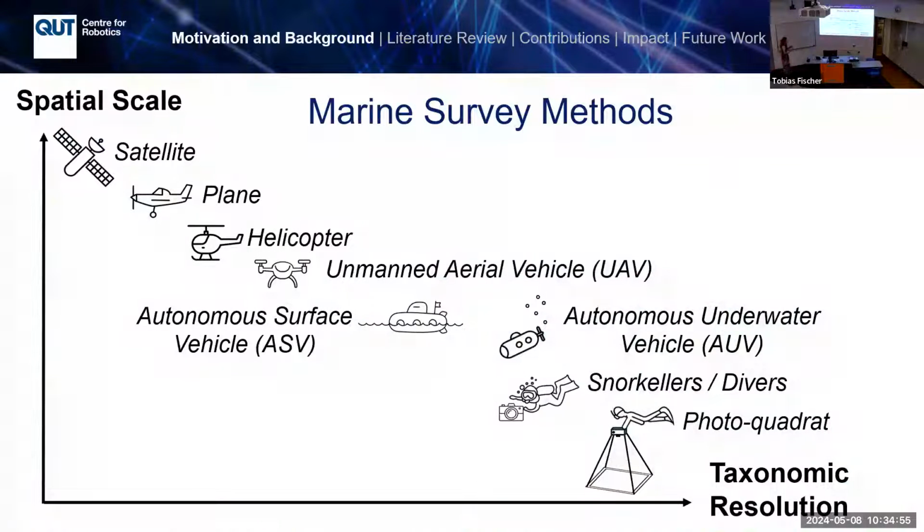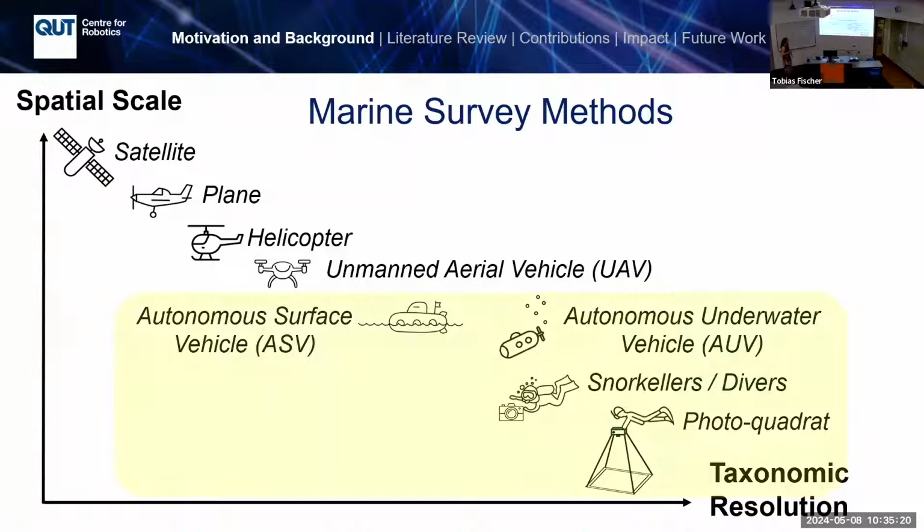So we can see here a whole range of survey methods which have different benefits and limitations in terms of the 2 factors that we can see on the slide. So on the y-axis, we can see spatial scale, which can be interpreted as the distance or the area which that method is able to cover. And on the x-axis, we have the taxonomic resolution, which is the level of detail that you can see in the imagery collected by these approaches.